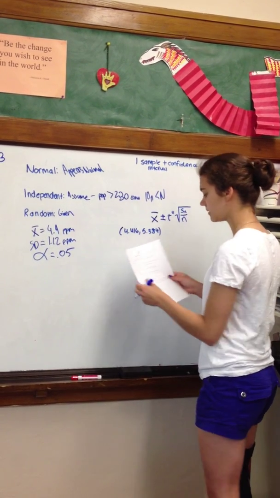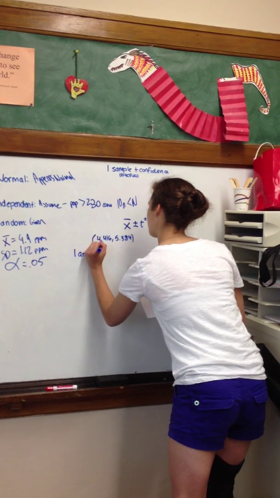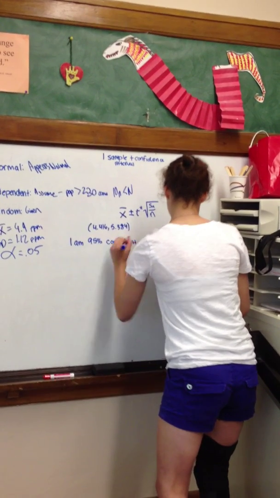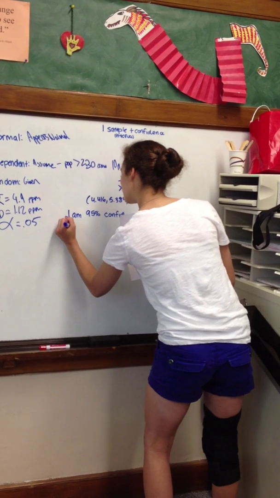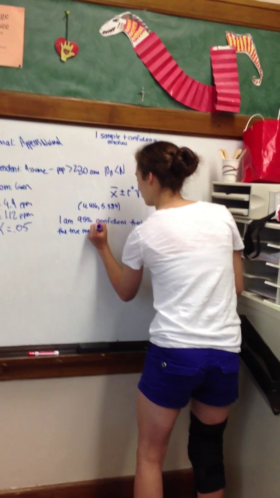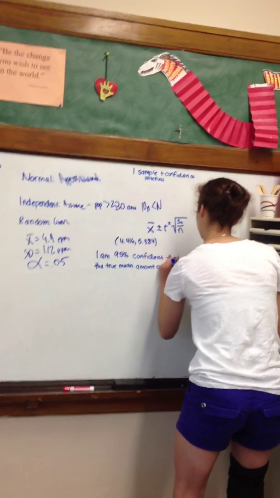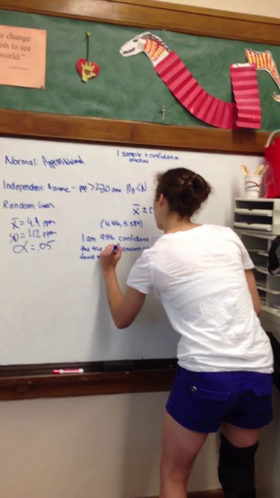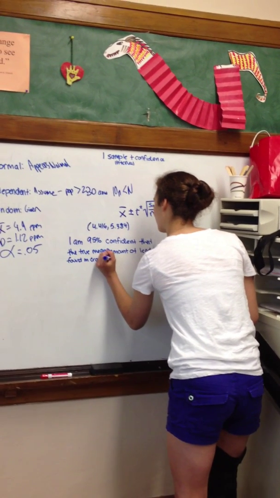5.384. And so for your interpretation, you would say, I am 95% confident that the true mean amount of lead in crows lies between 4.416 and 5.384 parts per million.